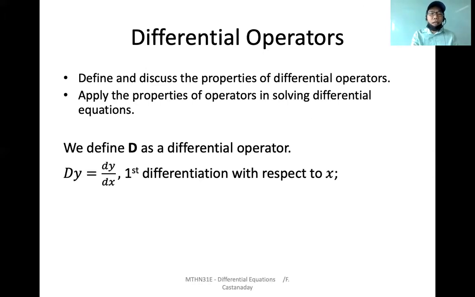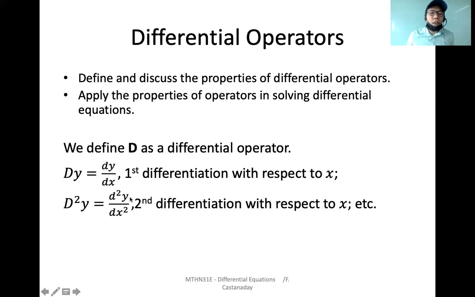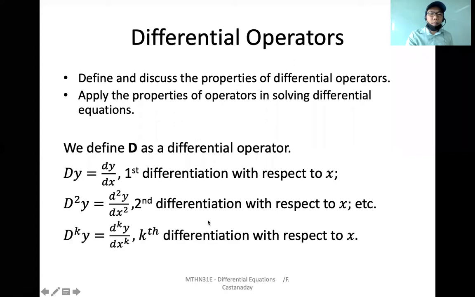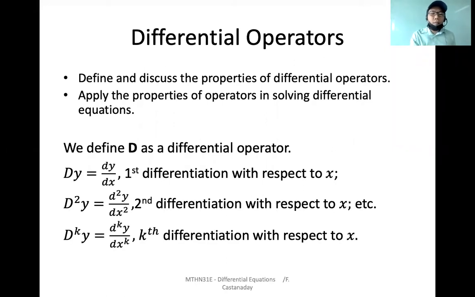Say for instance, when we say D y, remember the big letter D times y, this is actually equal to the first derivative of y with respect to x, or first differentiation with respect to the independent variable x. That is what the D operator means. When we say D squared y, it's actually the second differentiation, or second derivative of y with respect to x. Kth derivative of y with respect to x, and so on.